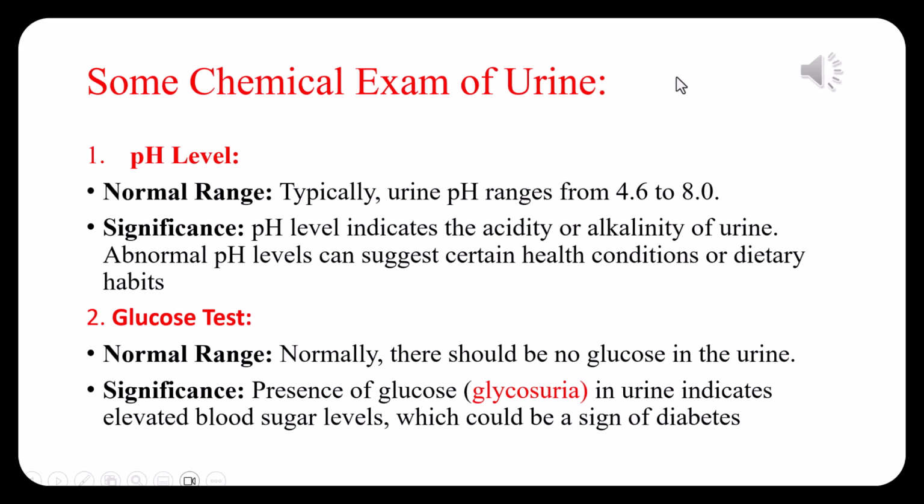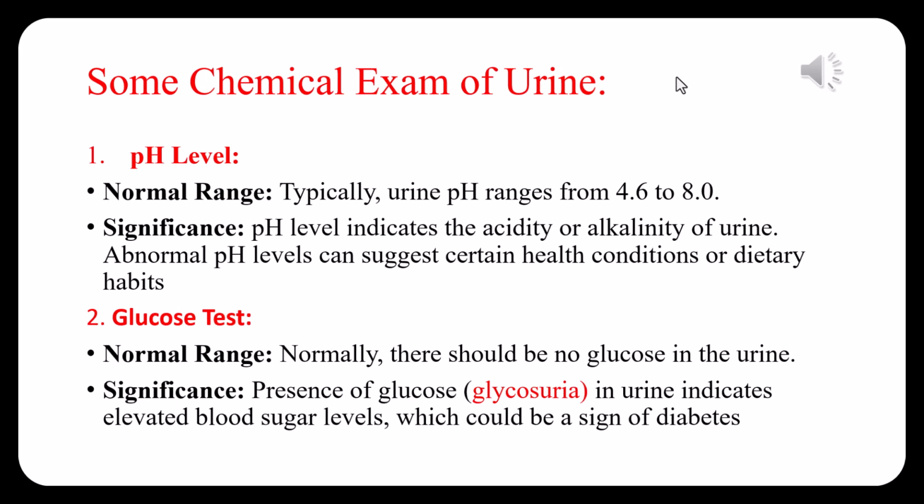We have some chemical exams of the urine. pH level. Normal range: typically, the urine pH ranges from 4.6 to 8. The pH level indicates the acidity or alkalinity of the urine. Abnormality of the pH level may suggest a certain health condition or dietary habits. That means between alkaline and acidic is the normal pH of the urine. But if it is highly acidic or highly alkaline, this means maybe the patient has an abnormal condition due to a certain health condition. That's an indicator for us. While for the glucose test, normally there should be no glucose in the urine.